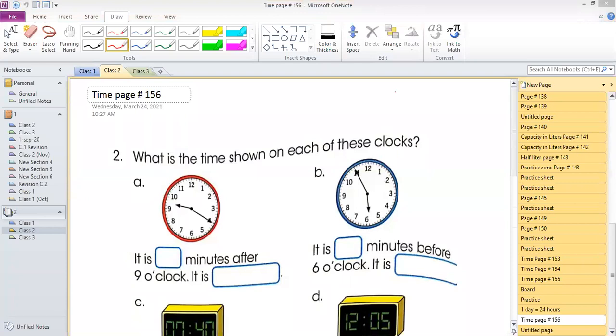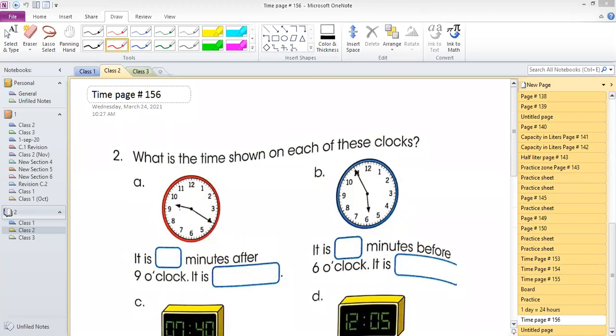Guys, can you see the new screen? I have shared a book. Can you see the page number 156 on your screen? Yes, sir. Very good. Open your books to page number 156, because you have to do it with me. So guys, I am asking, it is dash minutes after 9 o'clock.